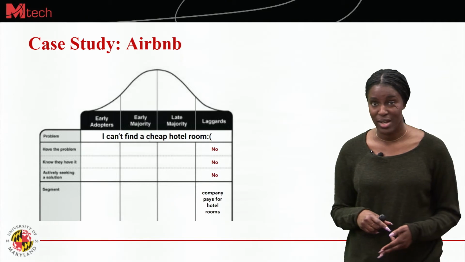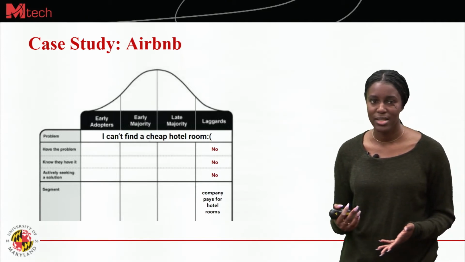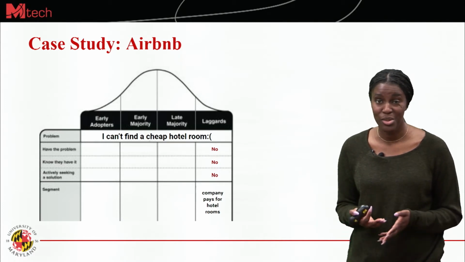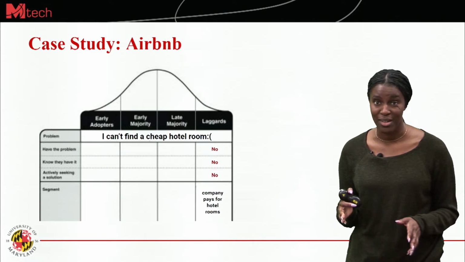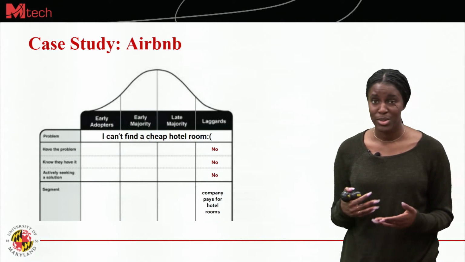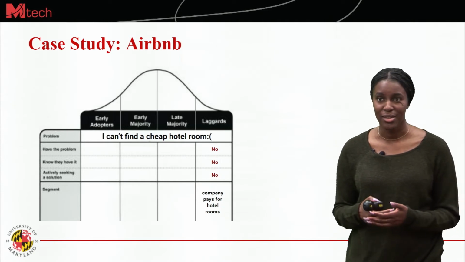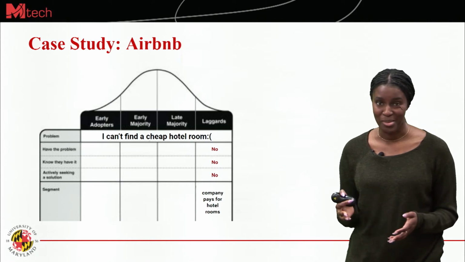And are they actively trying to find a solution? So in this case, a laggard might look like someone whose company pays for all their hotel travel, so they don't really care about finding a cheap hotel room. They're willing to pay whatever for that hotel. So if we talk to people like that, they're not going to really see the value in house sharing for their business or for their company.